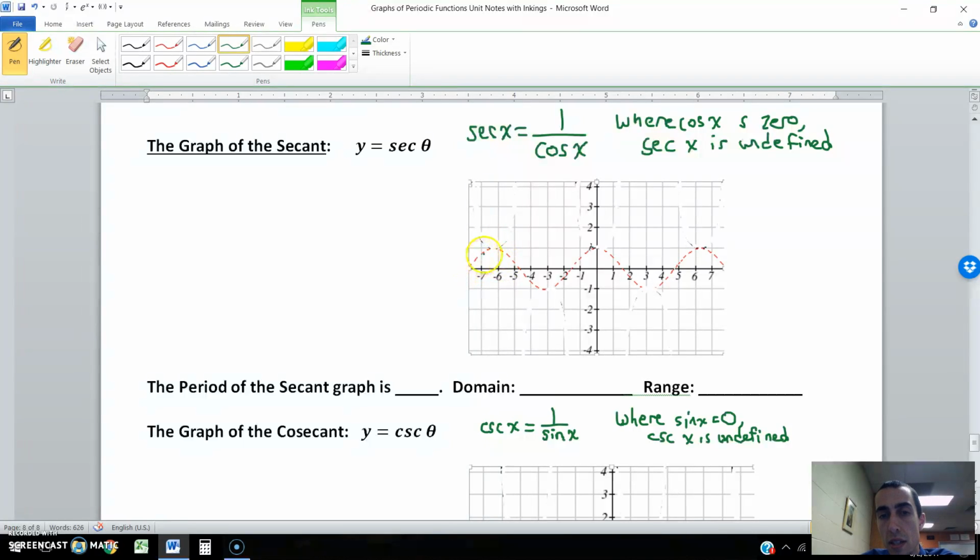So this red dashed graph is the cosine graph. You can see that it has zeros here, and here, and in each of these places. For that reason, it's going to have asymptotes at those places, because the graph is going to be undefined in those locations. And here.